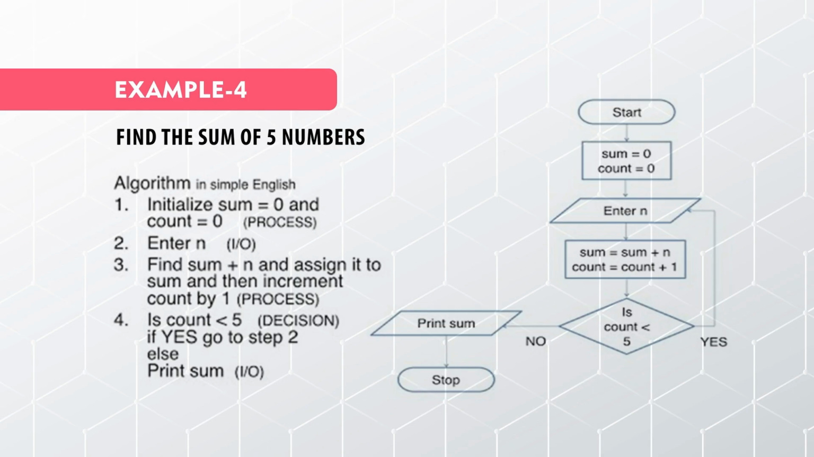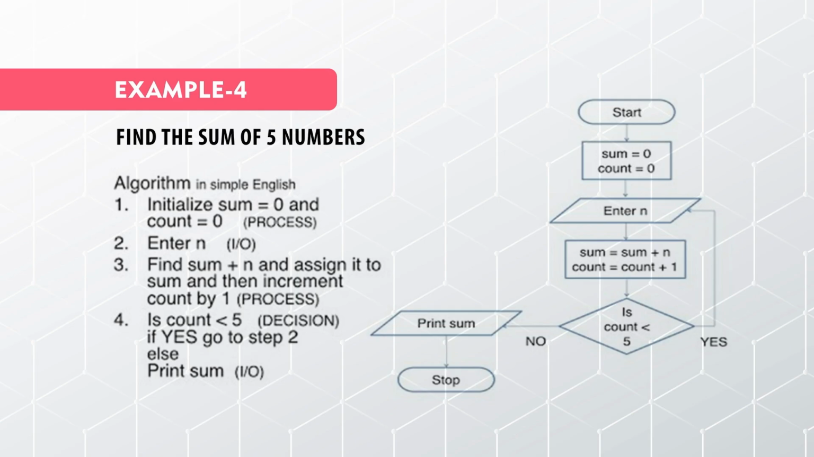Now, is 1 less than 5? Yes, it is true, 1 is less than 5. So, let us go to step 2 of the algorithm. Step 2 again requests another number. Say the user entered 2. Now, the stored value in the variable sum is 1, and the new value entered by the user is 2. So, the new value of sum will turn out to be 1 plus 2, that is 3, and count will be incremented to 2. So, 2 is less than 5, again go to step 2.